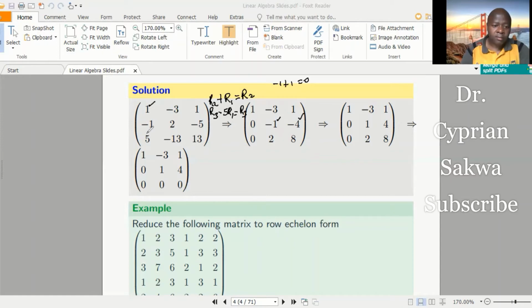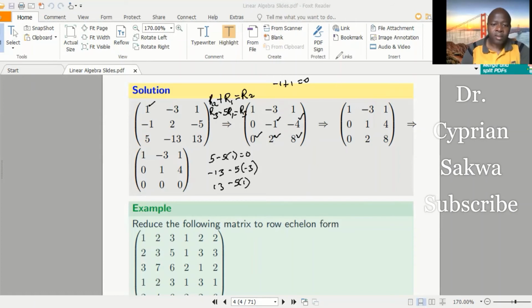And now 5 minus 5 times 1 gives me the 0 here. And -13 minus 5 times -3, this will be positive 15. So -13 plus 15 gives me 2. Then here, you take 13 minus 5 multiplied by 1, which is 1. And so we have 8.